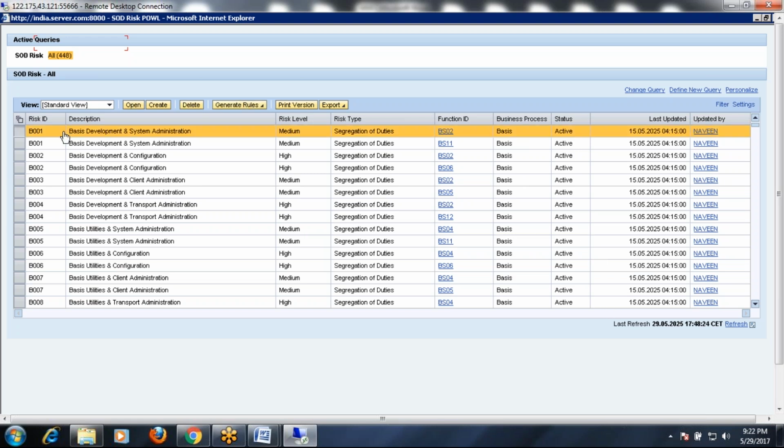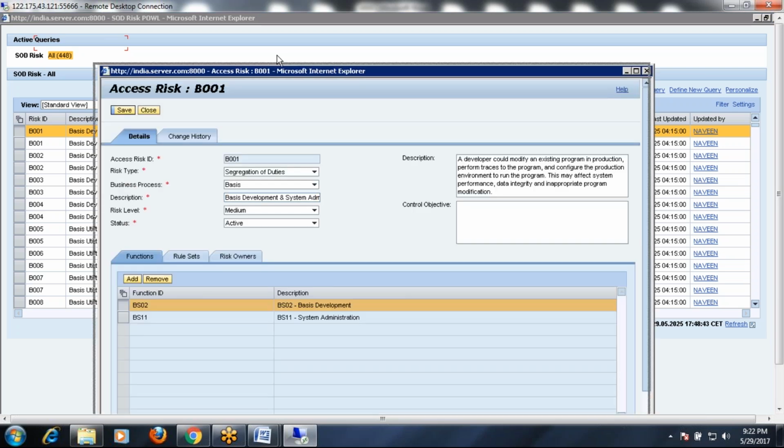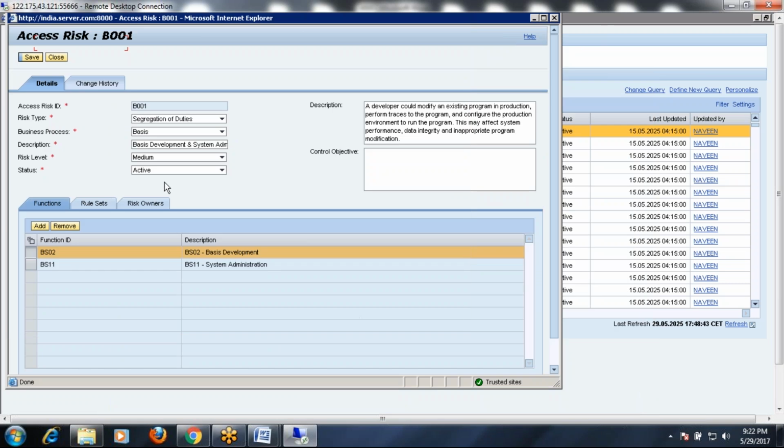So how to check whether a risk is active or not? How to make it inactive? Basically, open the risk ID. Here the status you can see active, or you can keep it as inactive. If this is not required for your business, you can make it inactive. So you can inactivate some of the risk IDs, and then you can customize the rule set, and that becomes your custom rule set. Okay, clear everyone?